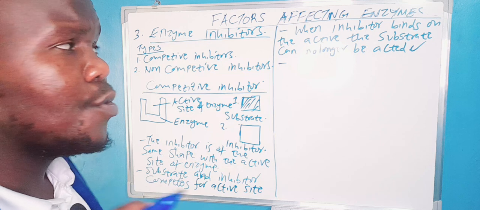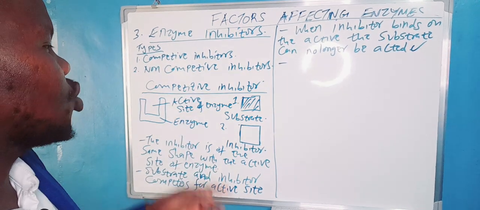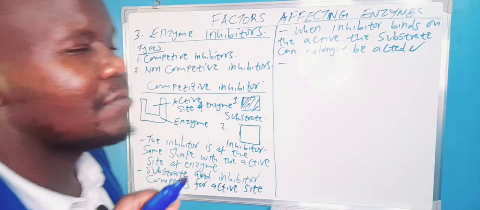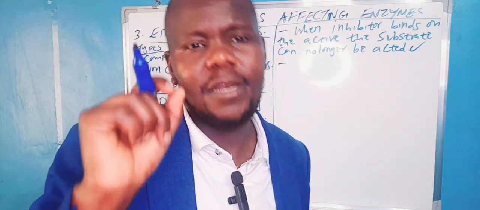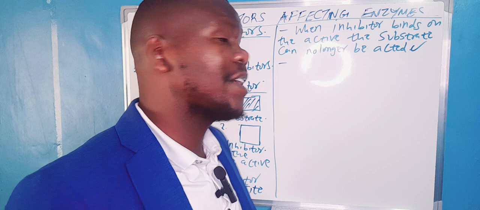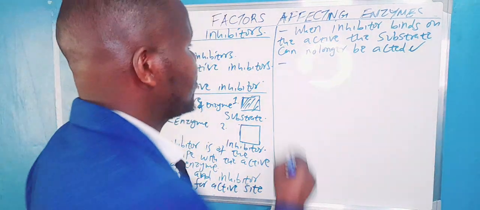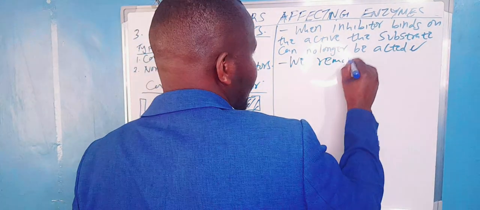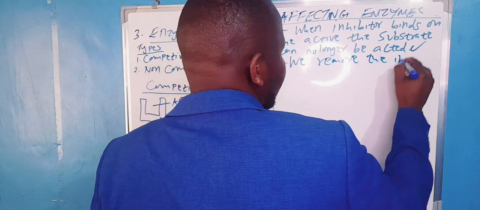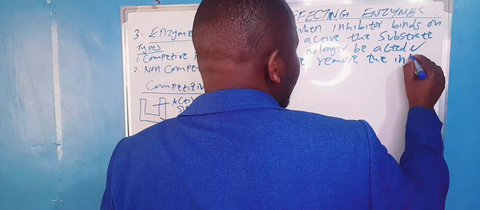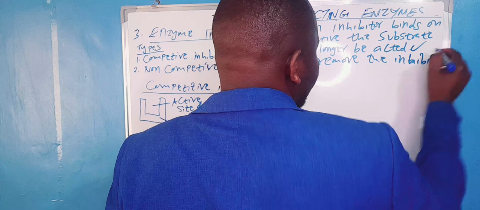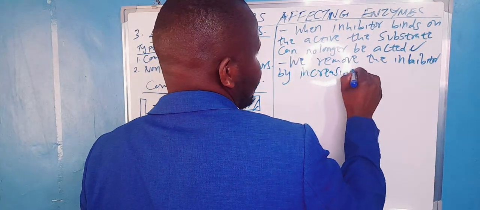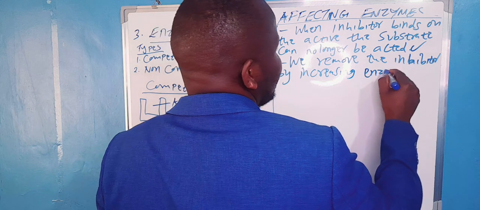So how can we eliminate that inhibitor that has bound on the active site of the enzyme? You increase the enzyme concentration. So we remove the inhibitor by increasing enzyme concentration.